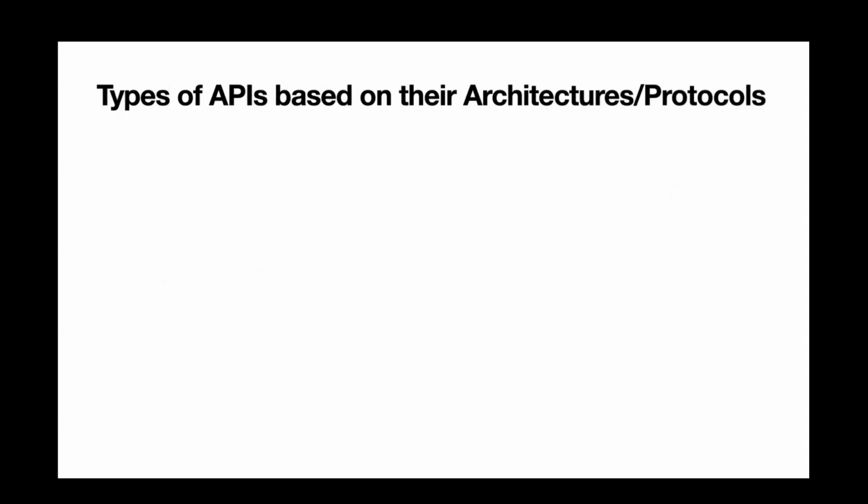Let's talk about the types of APIs based on their architecture or protocols. The most popular is the REST API. REST stands for Representational State Transfer. It is a software architecture that lays out a set of rules and guidelines for designing and building APIs. An application that follows the REST architectural principles is often referred to as RESTful.